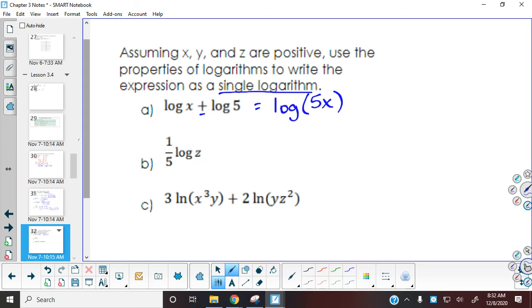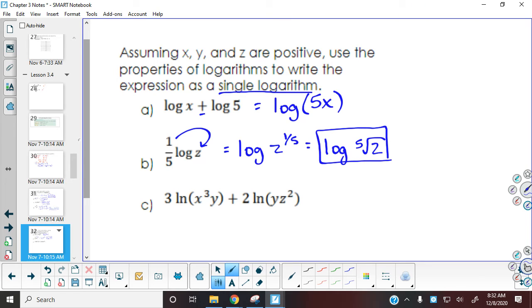For the next one, since you have a 1/5 out in front, we are going to take that to the exponent. And so again, you can have log, and then we have z to the 1/5, and we can go ahead and make that 1/5 power a 5th root. And that's going to be our answer for that one.